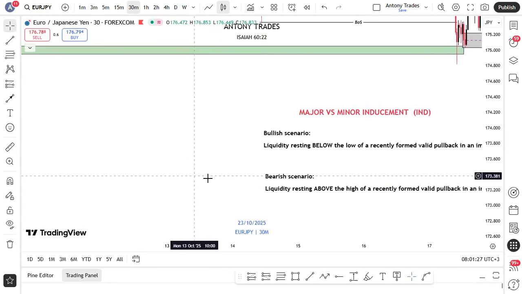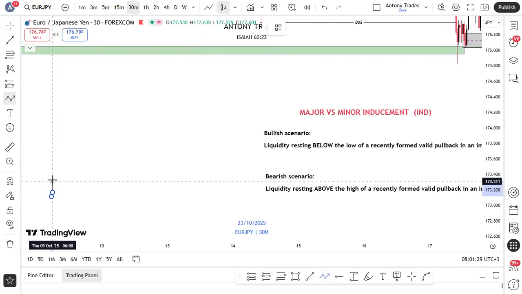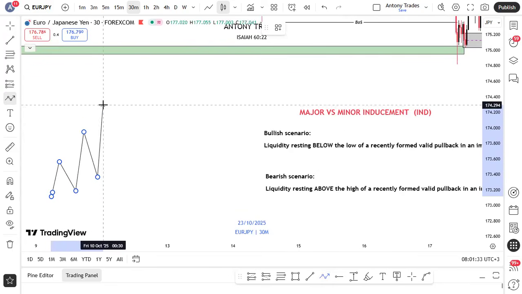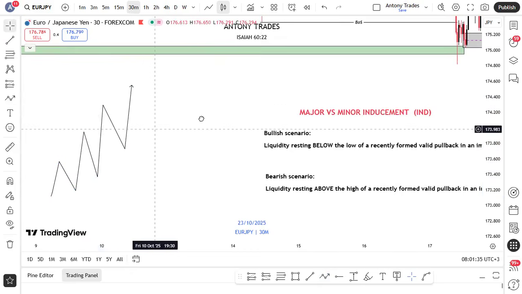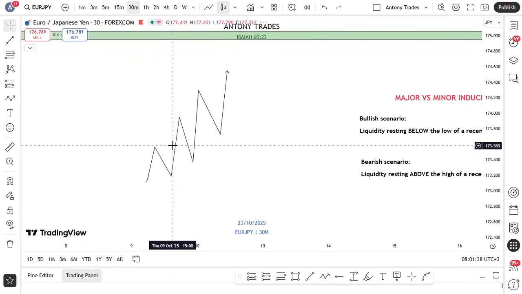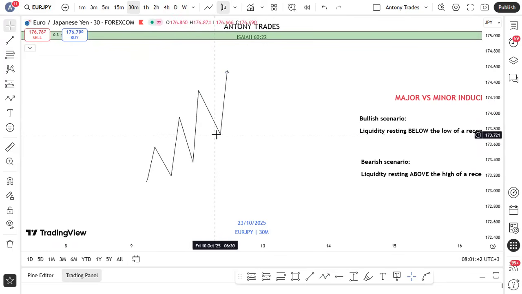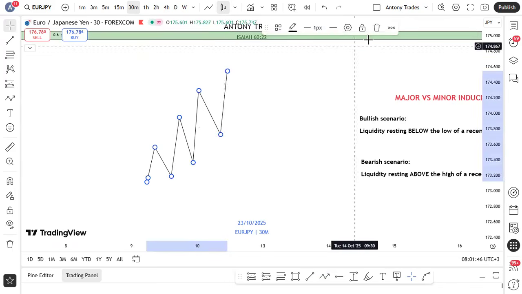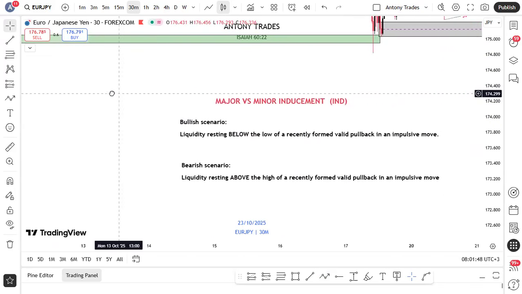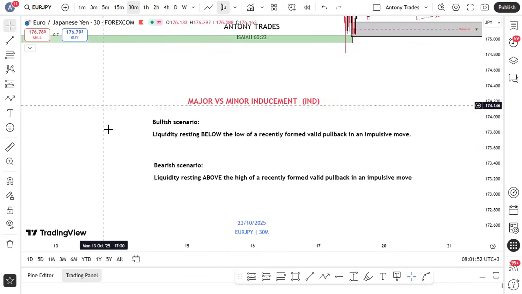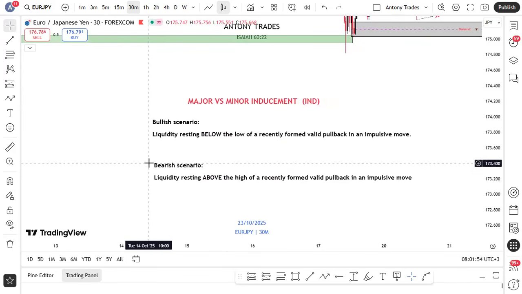Now, what am I talking about? For example, if you have a market trending like this, you'll find that here we have a break of structure, we have a break of structure here. So these lows here, these are the lows that we are talking about. But don't worry, I know you're asking yourself, which one is the minor and the major inducement? Don't worry, I will show you all of that.